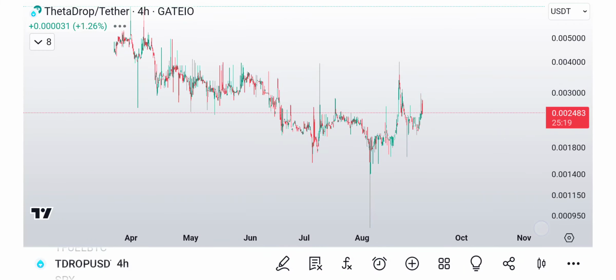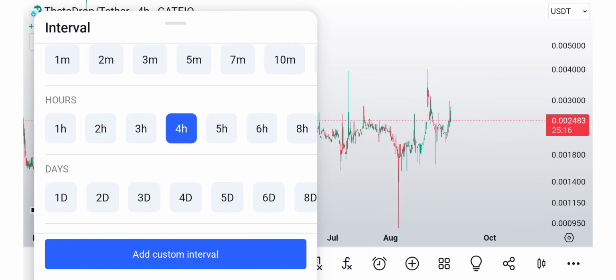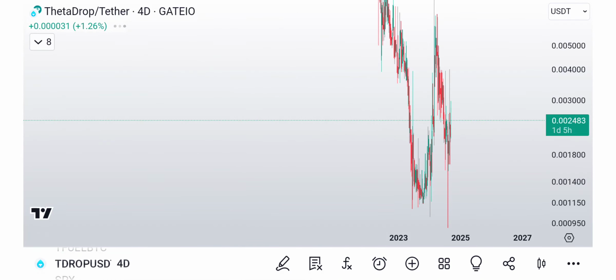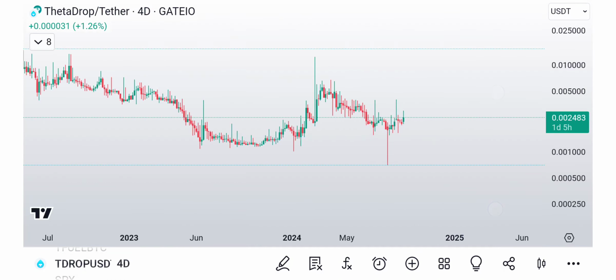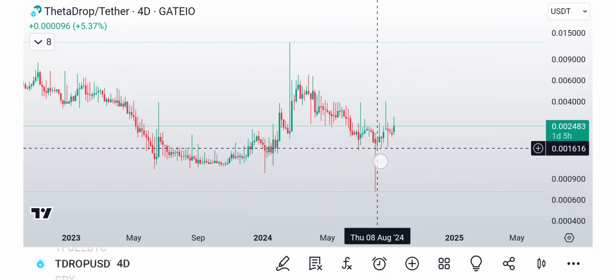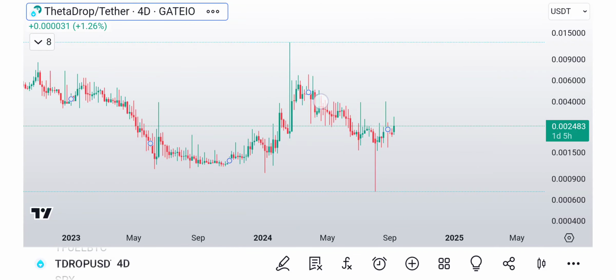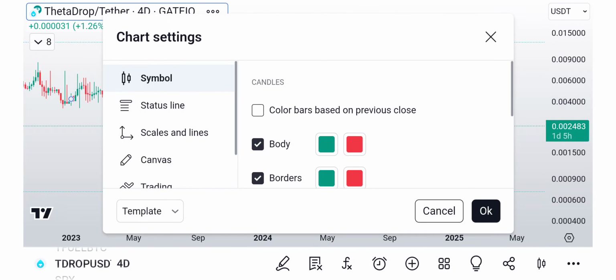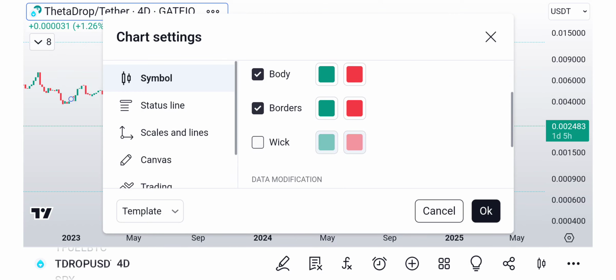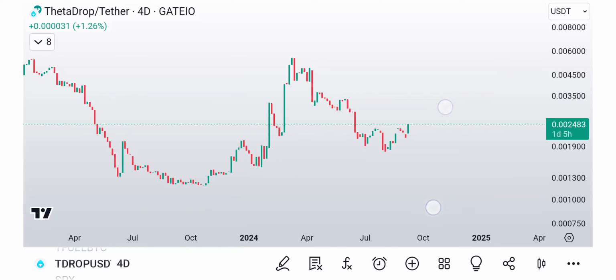T drop, I have no idea what that's doing. So T drop came and sort of wicked down here. Now if I take the wicks off, it makes things a lot easier to read.